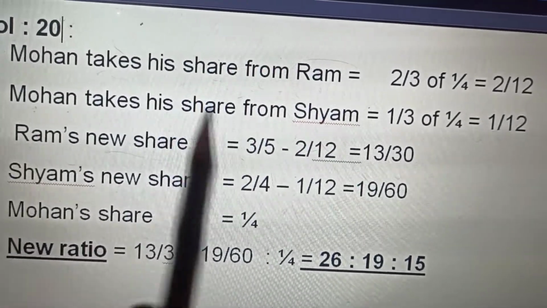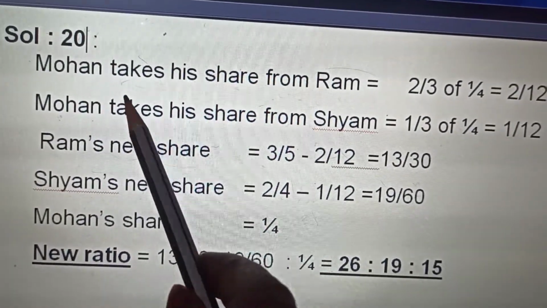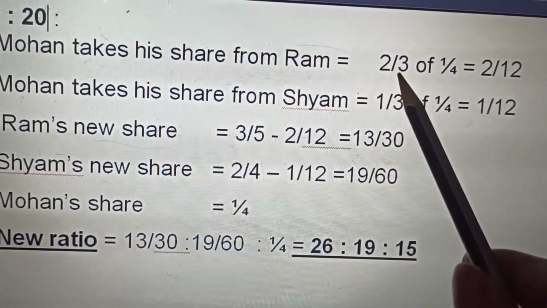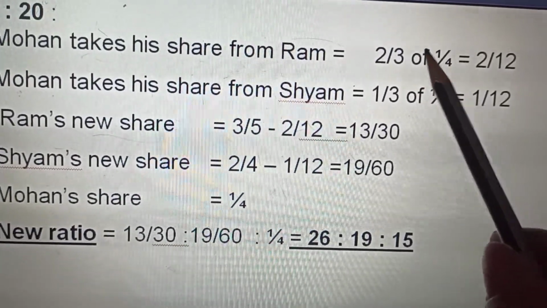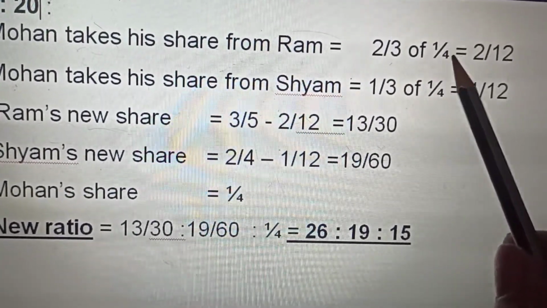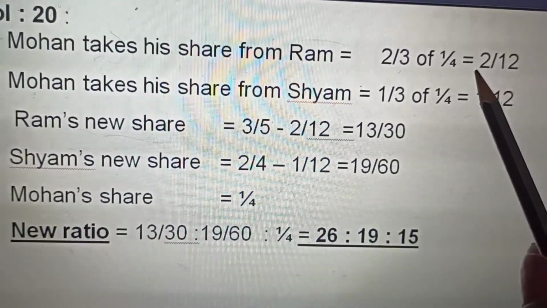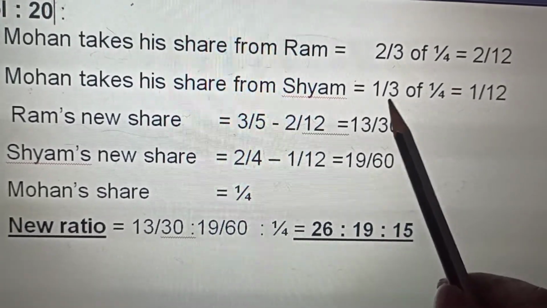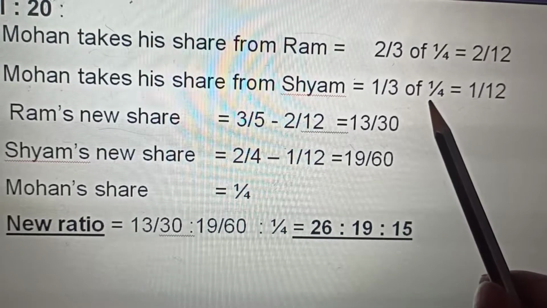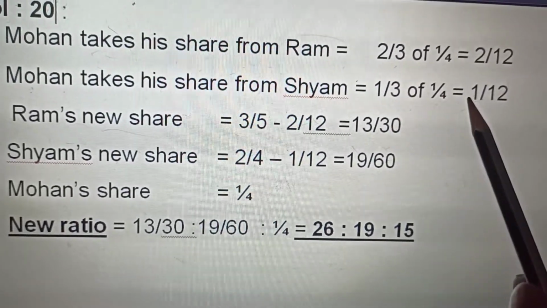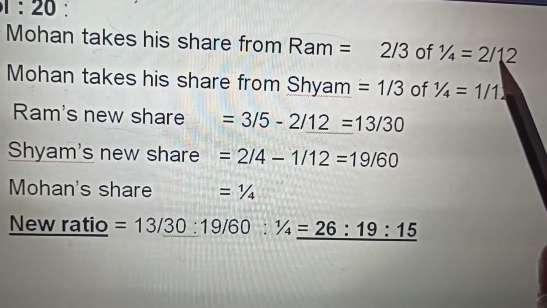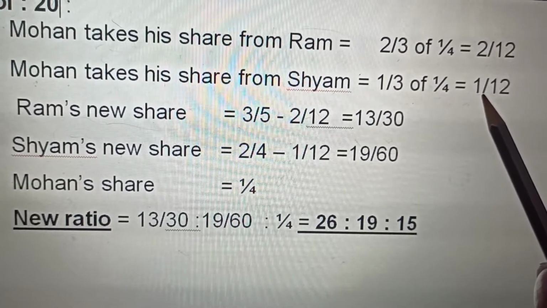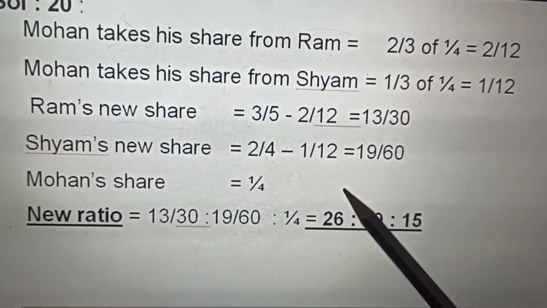Let us see the calculation of the new profit sharing ratio. Mohan takes his share from Ram. It is very clearly given that he takes 2/3. He takes 1/4 share, 2/3 of which he takes from this partner. That means from Ram he takes 2/12 share. He gets 1/3 of the 1/4 share from Sham. This is the share he gets from Ram, and this is the share he gets from Sham.